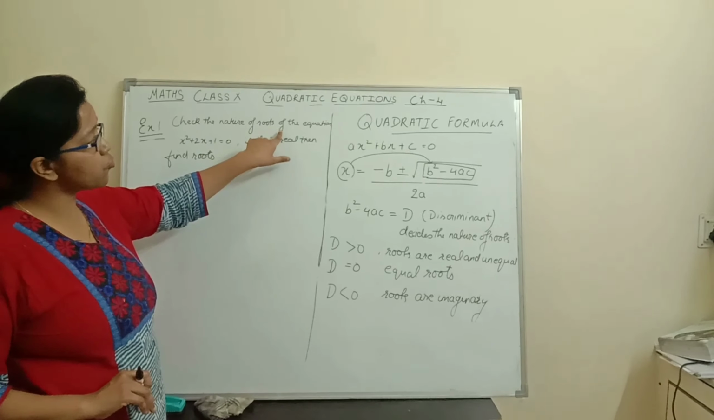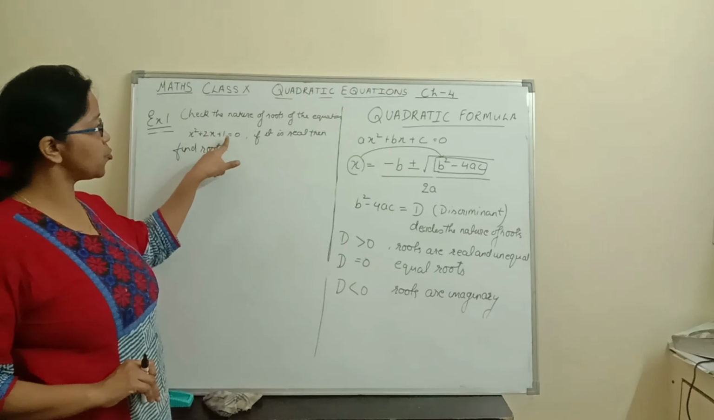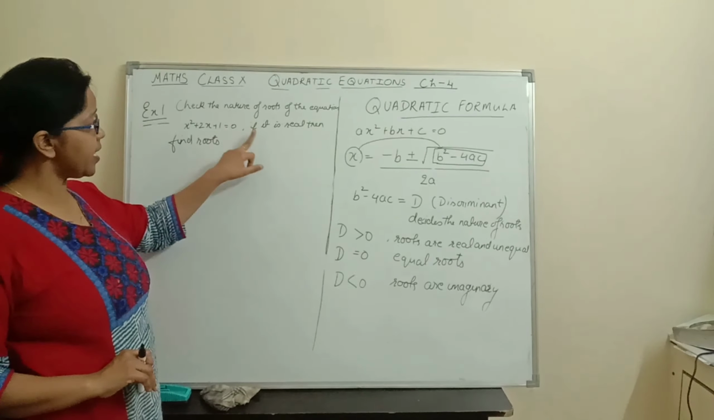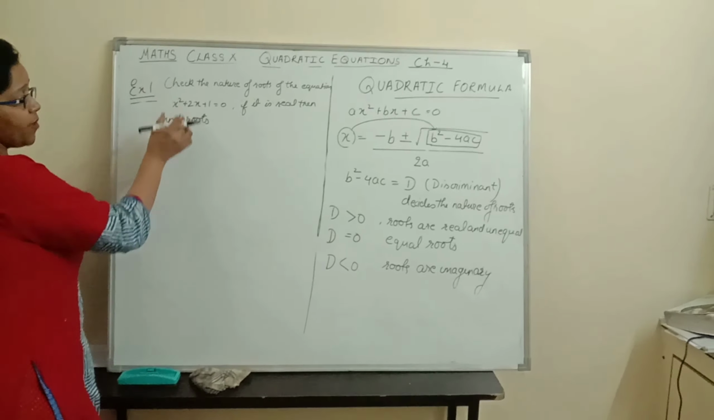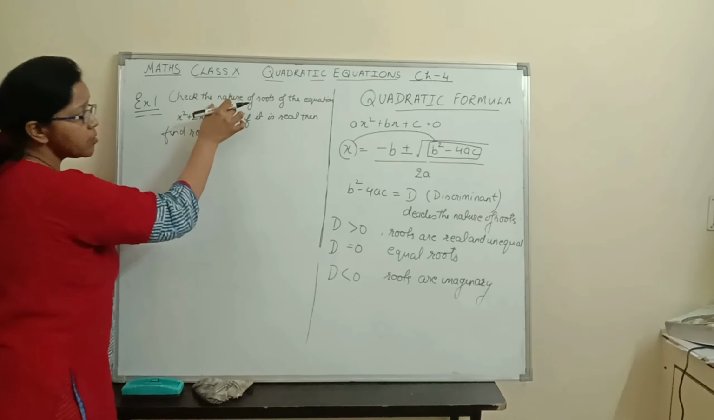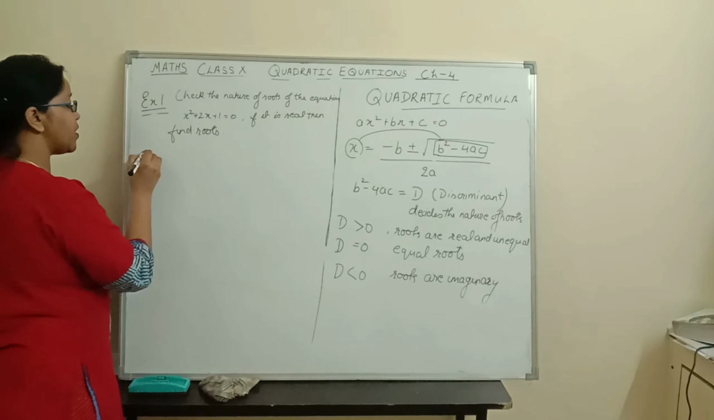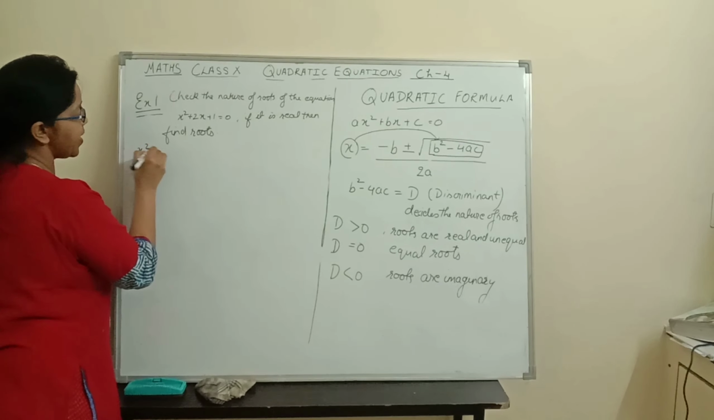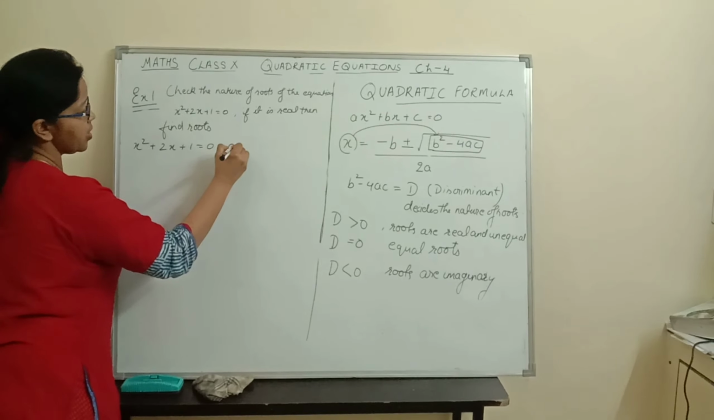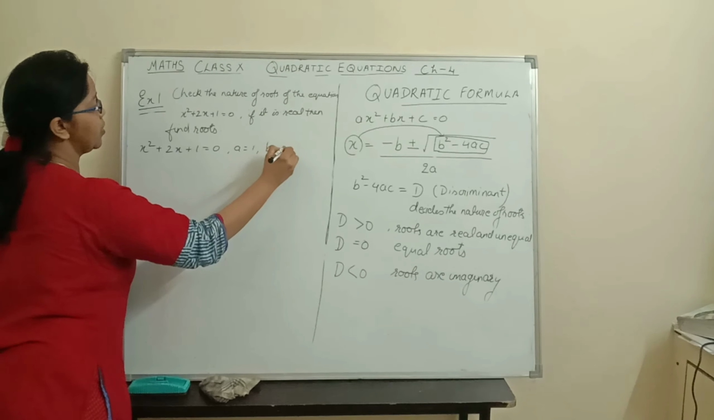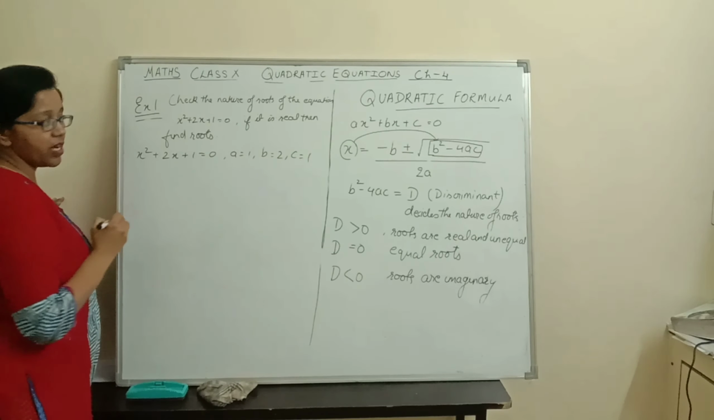Check the nature of the root of the equation x square plus 2x plus 1 is equal to 0. If it is real, then find roots. Okay. Now, as we are asked to find the nature of the root first, we will find out the nature of the root first. x square plus 2x plus 1 equal to 0. Here a is equal to 1, b is equal to 2 and c is equal to 1.